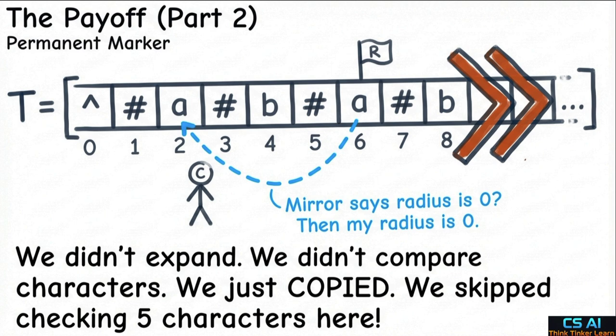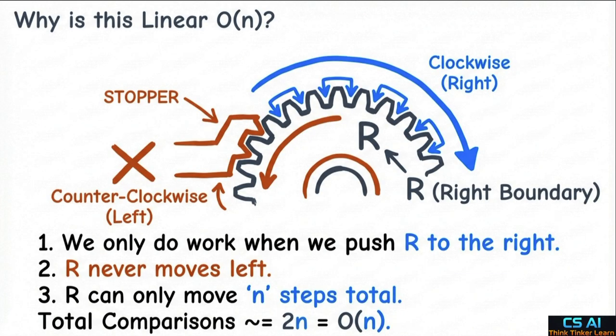The common question in technical interviews is, why is this O(n) if there is an expansion loop inside another loop? The answer lies in the gear visual. Think of the right boundary R as a ratchet. We only perform character comparisons when we are actively trying to push R further to the right. R never moves left. It's a one-way street.